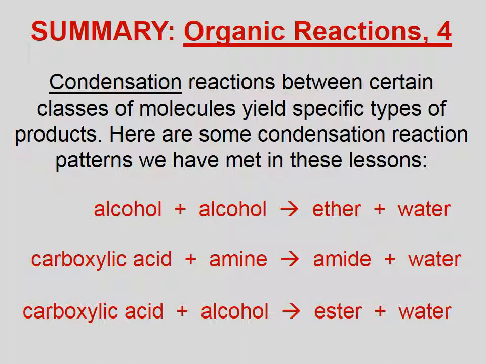Let's summarize. Condensation reactions between certain classes of molecules yield specific types of products. Here are some condensation reaction patterns we have met in these lessons. Alcohol plus alcohol yields an ether plus water. Carboxylic acid plus amine yields an amide plus water. And here, a carboxylic acid plus an alcohol yields an ester and water.